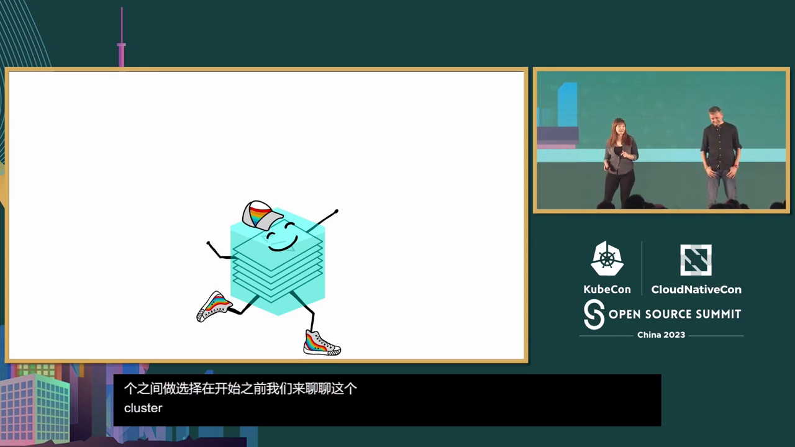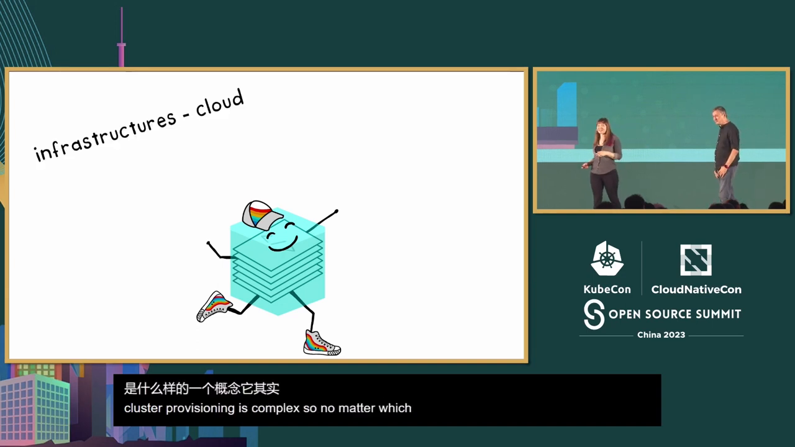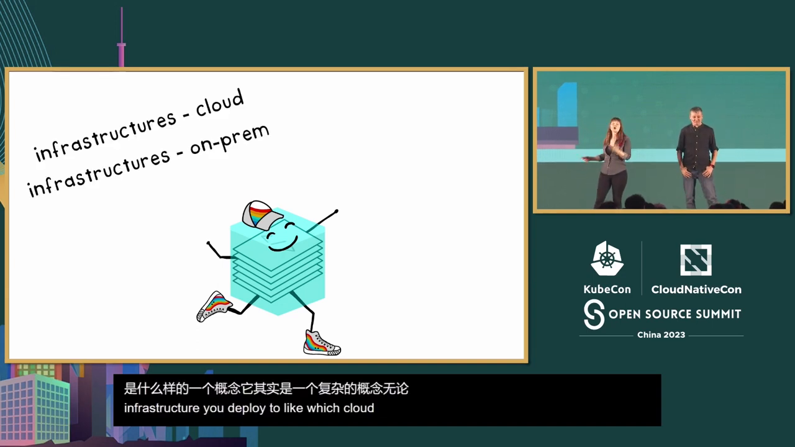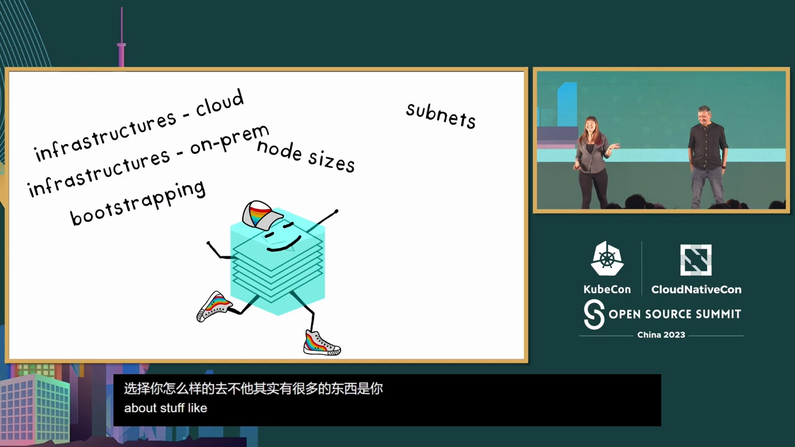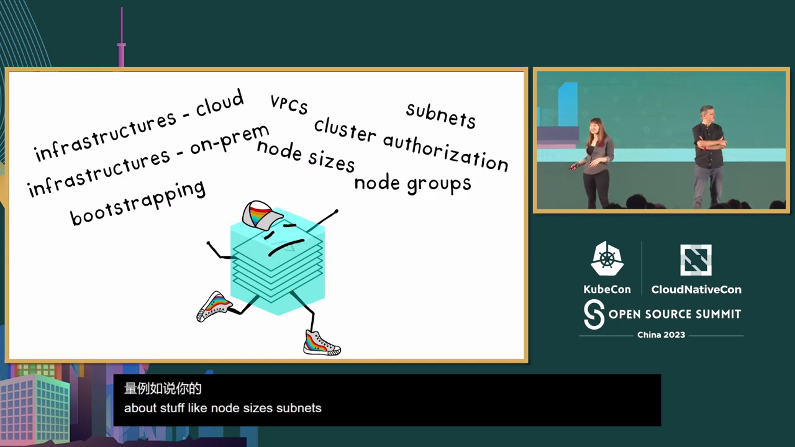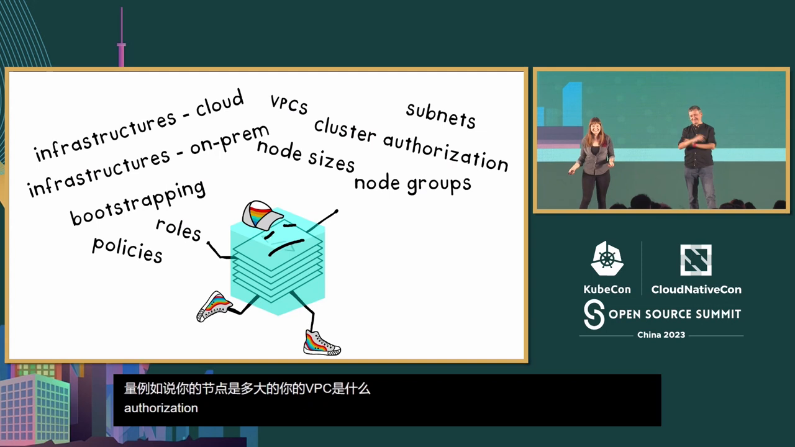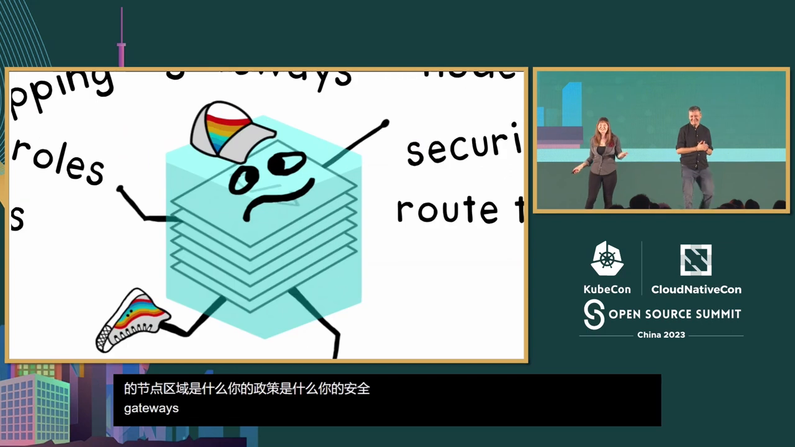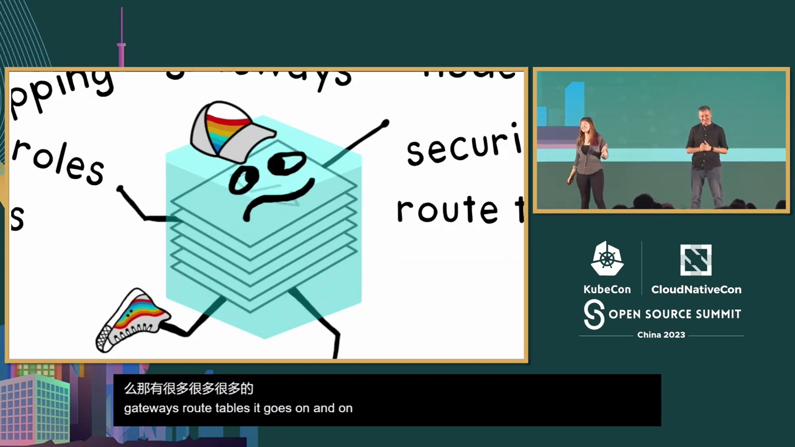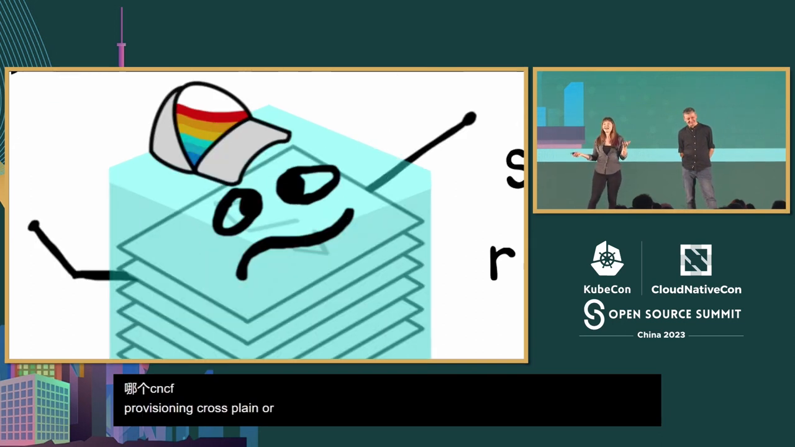Cluster provisioning is complex. So no matter which infrastructure you deploy it to, like which cloud provider you use, or whether you provision your cluster on-prem, no matter which bootstrapping tool you use, there's a lot to consider. You have to think about stuff like node sizes, subnets, VPCs, cluster authorization, node groups, roles, policies, security groups, gateways, route tables. It goes on and on. No matter which CNCF tool you choose for cluster provisioning, Crossplane or Cluster API, cluster provisioning is never not complex.